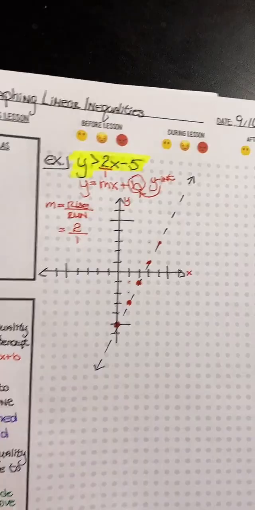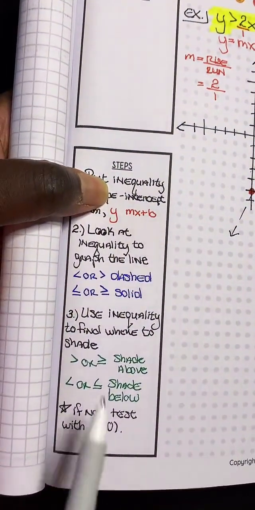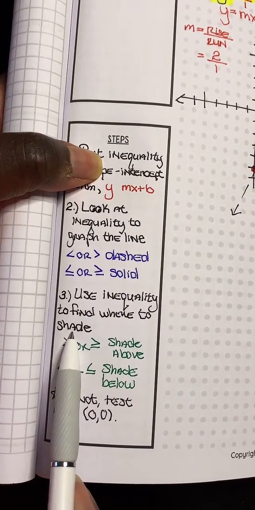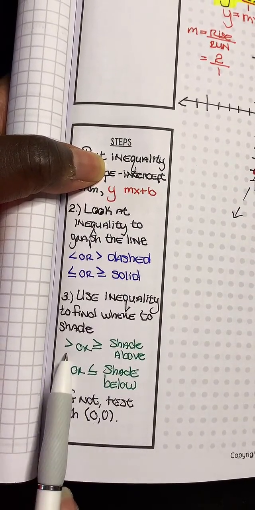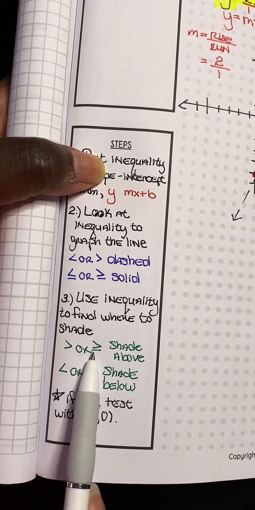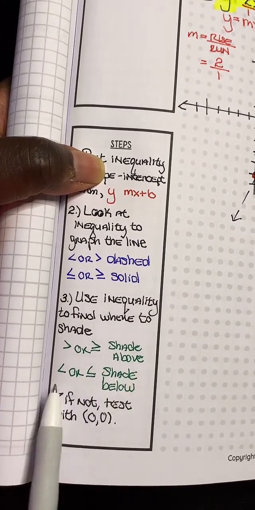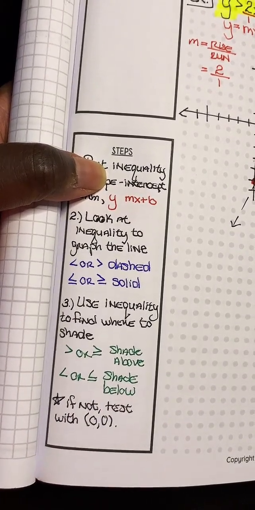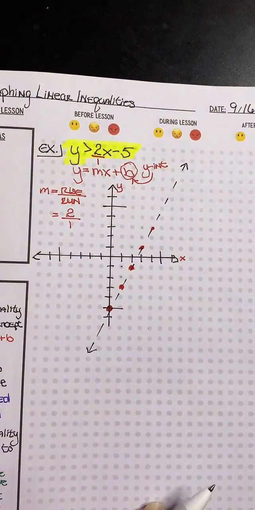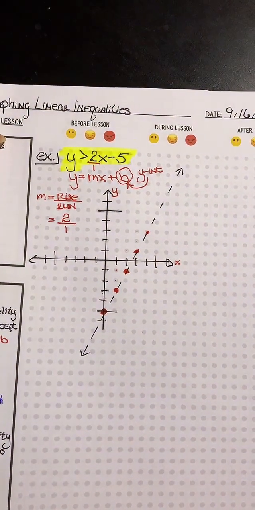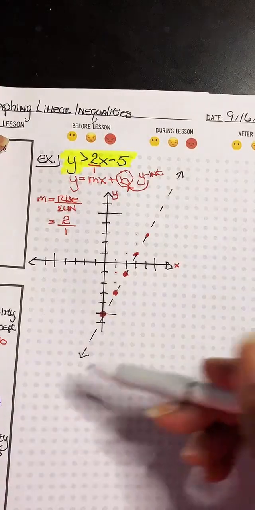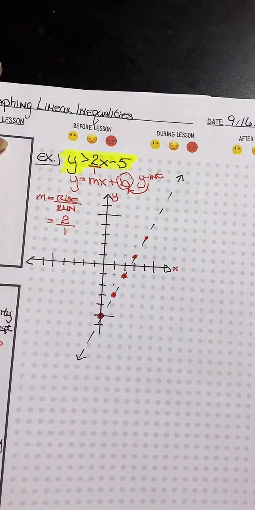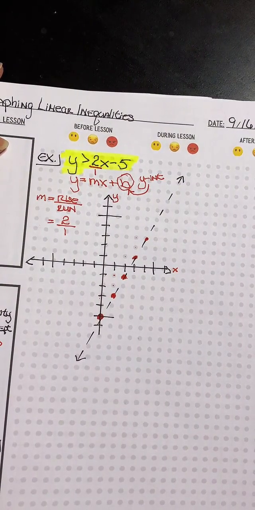Now, the next part. For step 3, use inequalities to find where to shade. If it's just greater than or greater than or equal to, you're going to shade above. If it's less than or less than or equal to, you're going to shade below. Now, let's say you're just like, I don't know which one's above and which one's below because the line is slanted. Okay, no problem. So this is when you're going to test.